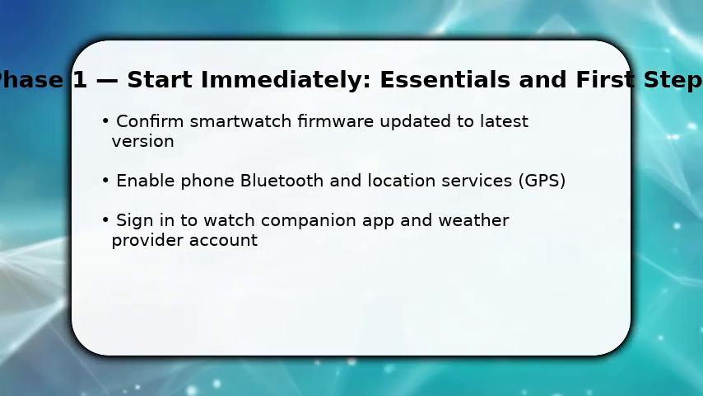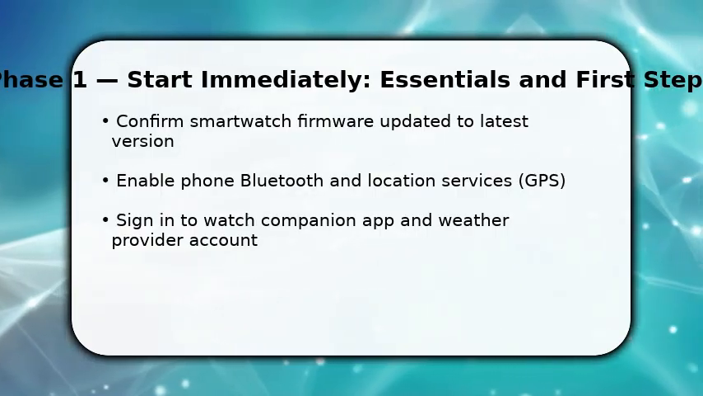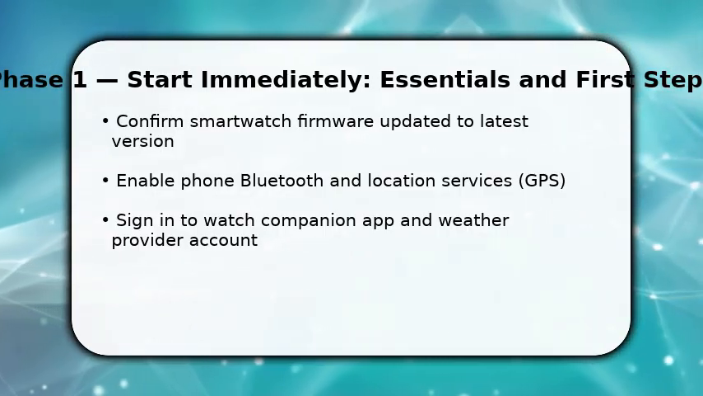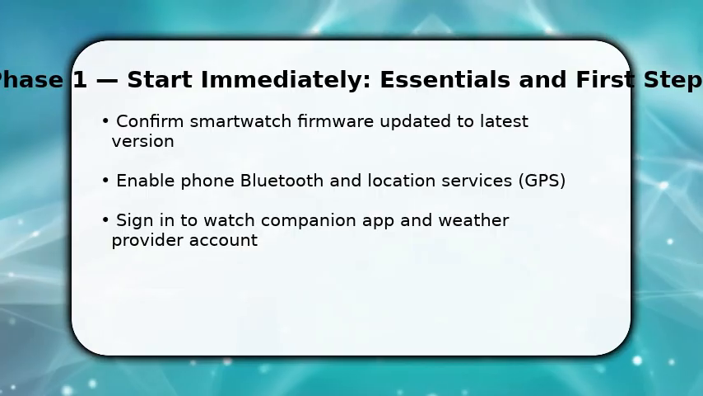This is necessary because the phone often fetches weather. Once done, open the companion app and grant permissions for location and notifications. You do this now to avoid permission blocks later, otherwise the watch won't display weather.